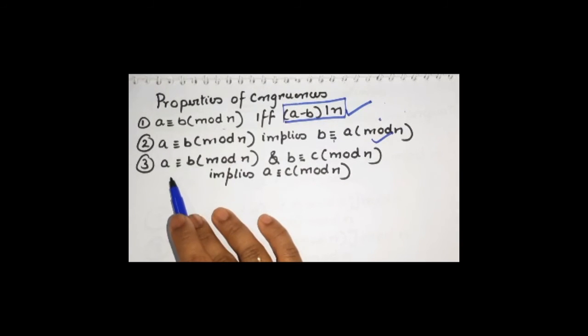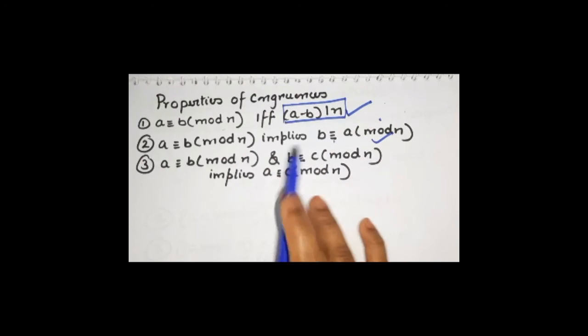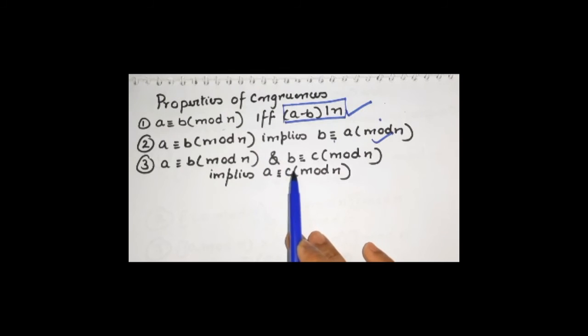The third property says that if A is congruent to B mod n, and if B is congruent to C mod n, then you can also say that A is congruent to C mod n. These are the three properties that will always hold for congruency. One is if A is congruent to B mod n, then A minus B is always completely divisible by n. Second, if A is congruent to B mod n, then B is also congruent to A mod n. Always remember that this is the set property for congruency. Third, if A is congruent to B and B is congruent to C mod n, then A is congruent to C.